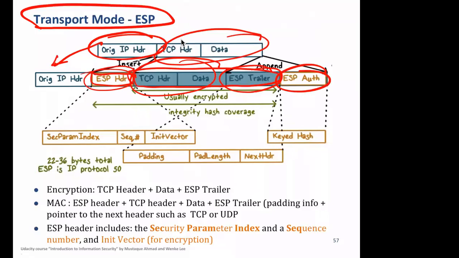Now, since it's end to end, the original IP address, etc., cannot be encrypted, and the rest of the things can be encrypted. That's possible. The ESP header again is not encrypted for the same reason, because the recipient machine needs to know the SPI. All right. Any question?